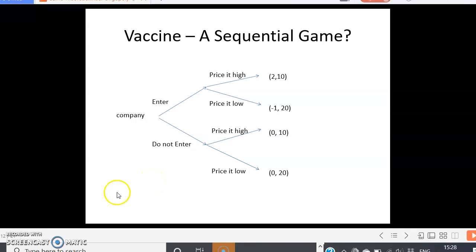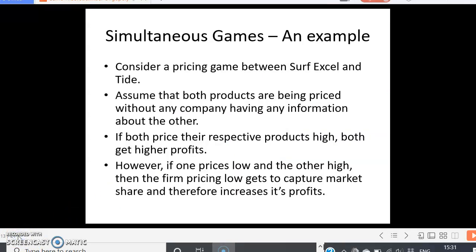Now let us look at some examples of non-sequential games. As an example of a simultaneous game, let us consider a pricing game between Surf Excel and Tide. It could be any other product. Assume that both products are being priced without any company having any information about the other. So it's like your rock, paper, scissors, where I don't know and I have to come out with an action simultaneously.